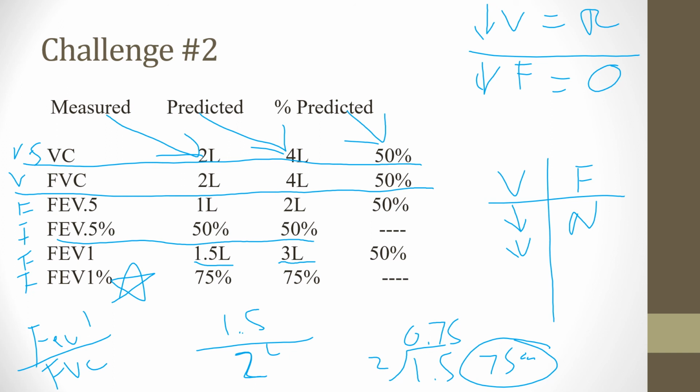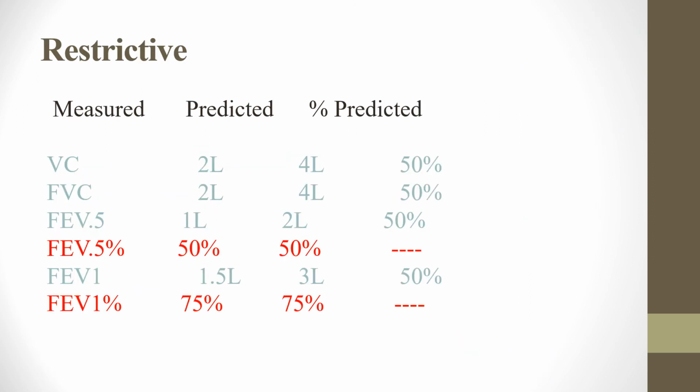So I do not have an issue with my flow rates. I have an issue with my volumes. So therefore, this is a restrictive disorder. So let's check. We see here that the FEV 0.5 is just the volume at 0.5. The FEV1 is just the volume at 1. But when we compare it to the FVC, that's where we get the percentages. And when we did that, we're normal. So therefore, we have a restrictive disorder because our volumes are low and our flow rates were normal.